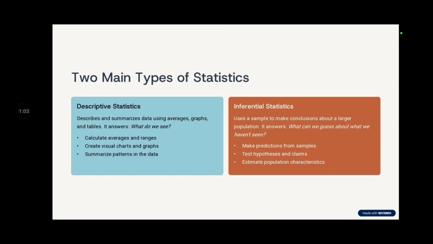And now let's talk about the types of statistics. There are two main types of statistics: descriptive statistics and inferential statistics. Descriptive statistics describe and summarize data using averages, graphs, and tables. It answers what do we see. In this, we calculate averages and ranges, create visual charts and graphs, and summarize patterns in the data. So this is the part of descriptive.